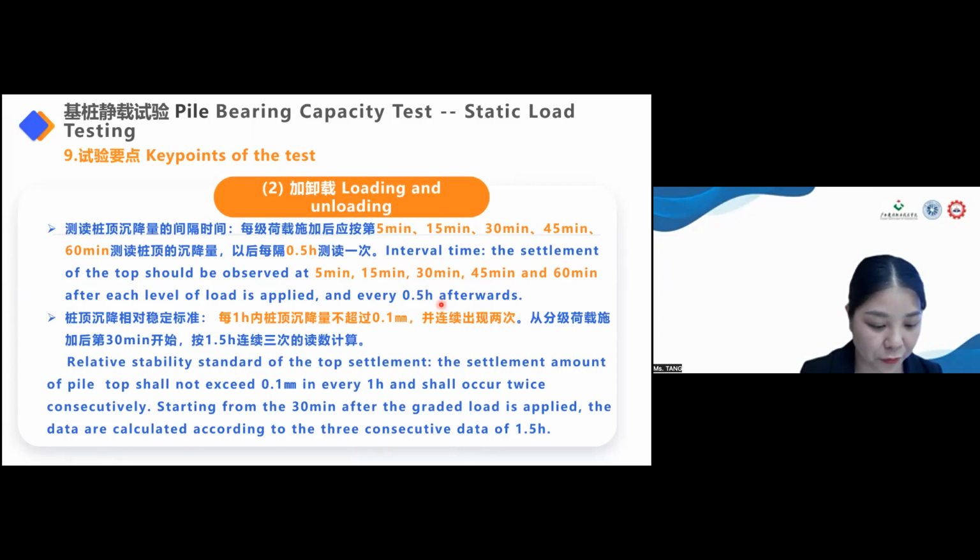When the settlement of the pile top does not exceed 0.1 millimeter every hour, and occurs twice in succession, it's considered that the settlement of the pile top reaches the relative stability stage, and the next load can be loaded.